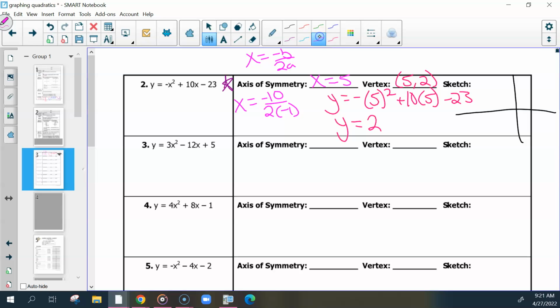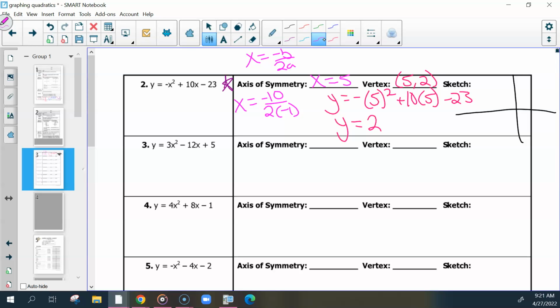And do we have to draw the sketch? For now, it's just helping you figure out where your vertex goes. Is it open up or down? So it's good practice because we are going to actually graph. If you put the actual equation with the x inside of it in a y equals, you can just get a vertex. Is that what you're talking about?